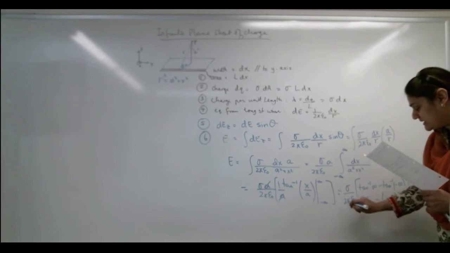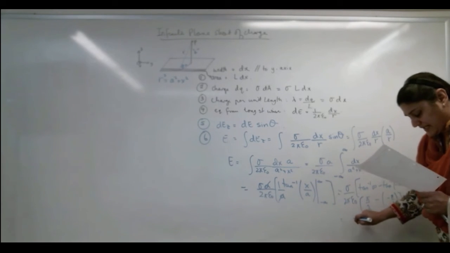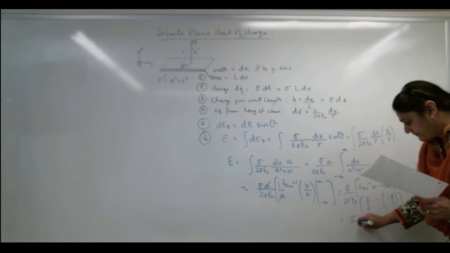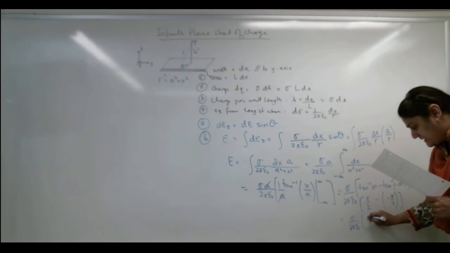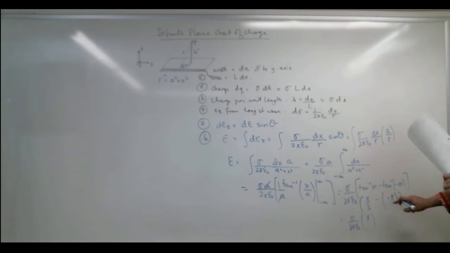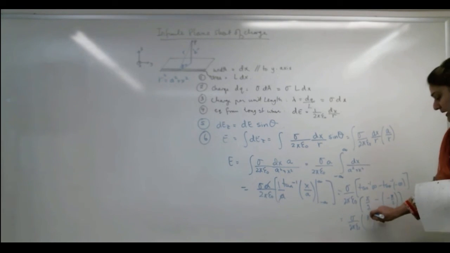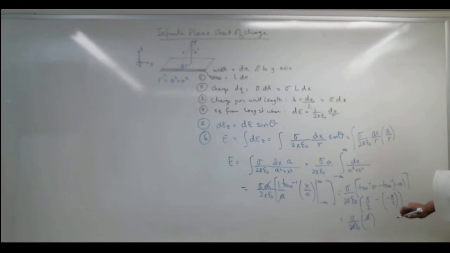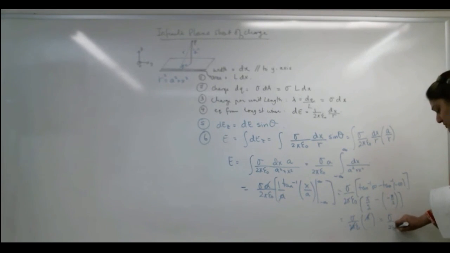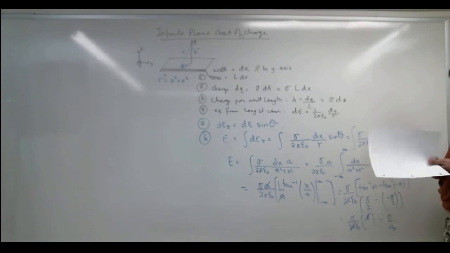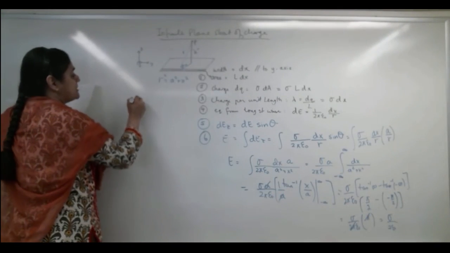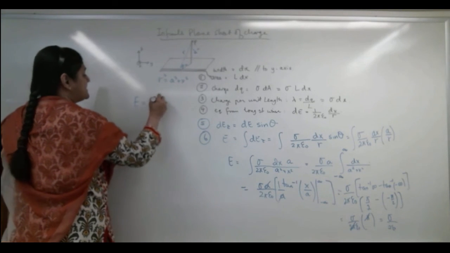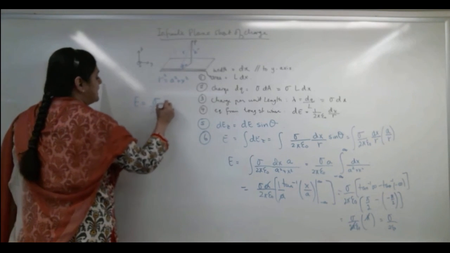Plug those in, solve it to get sigma over 2 pi epsilon naught times pi. Right? Pi over 2 plus pi over 2 gives you pi. And so your final E comes out to be sigma over 2 epsilon naught. So for an infinite sheet of charge, E will be sigma over 2 epsilon naught.